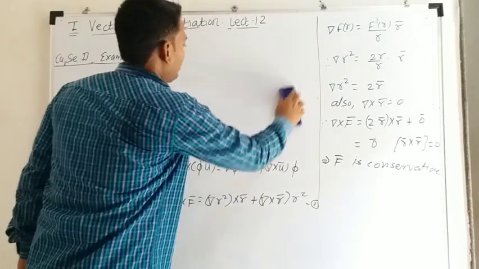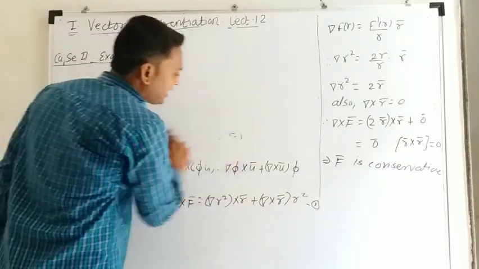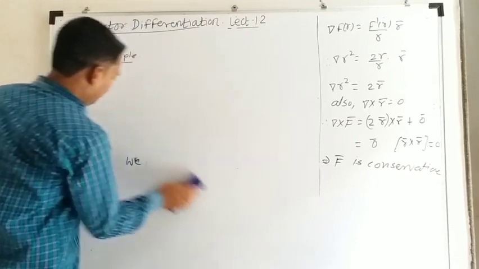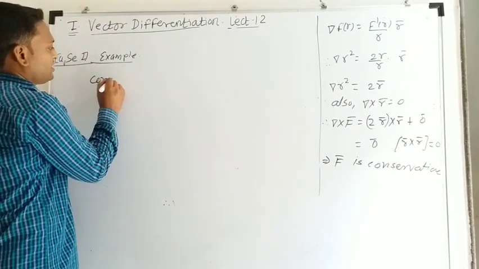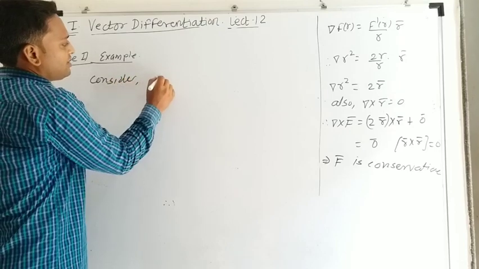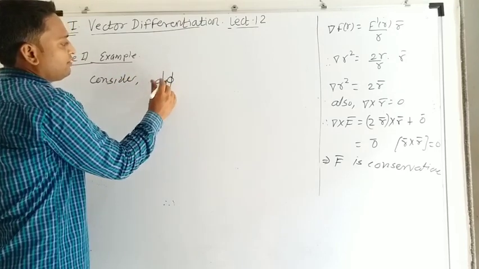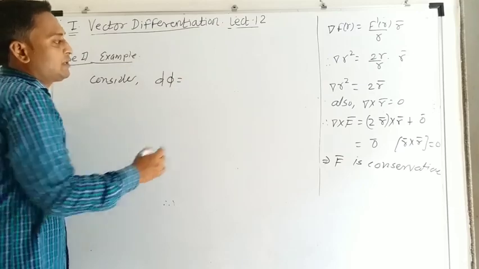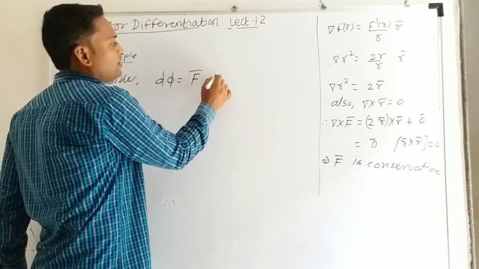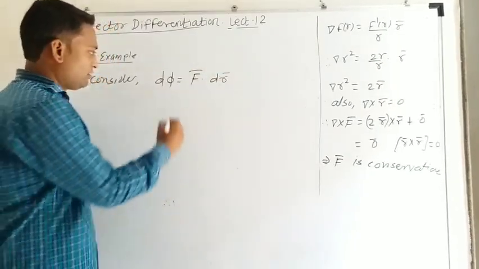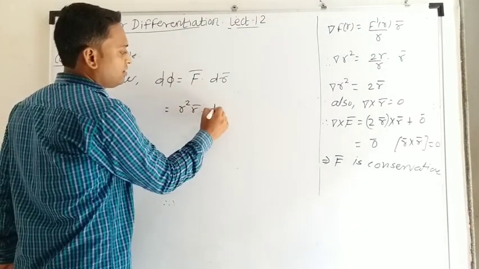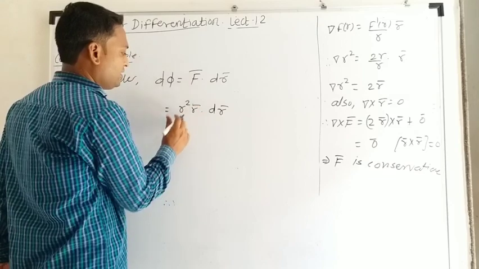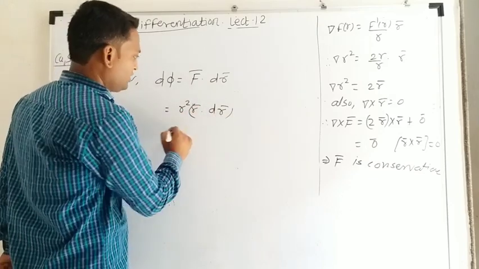Now whenever your f bar is a function of r bar, at that time we obtain phi by solving a differential equation. Consider that differential equation. What is the differential equation? We have written it already in the previous class. d phi equal to f bar dot dr bar. Now substitute the value of f bar, which is r square r bar, dot dr bar. Okay, this is a scalar quantity, it will be outside.